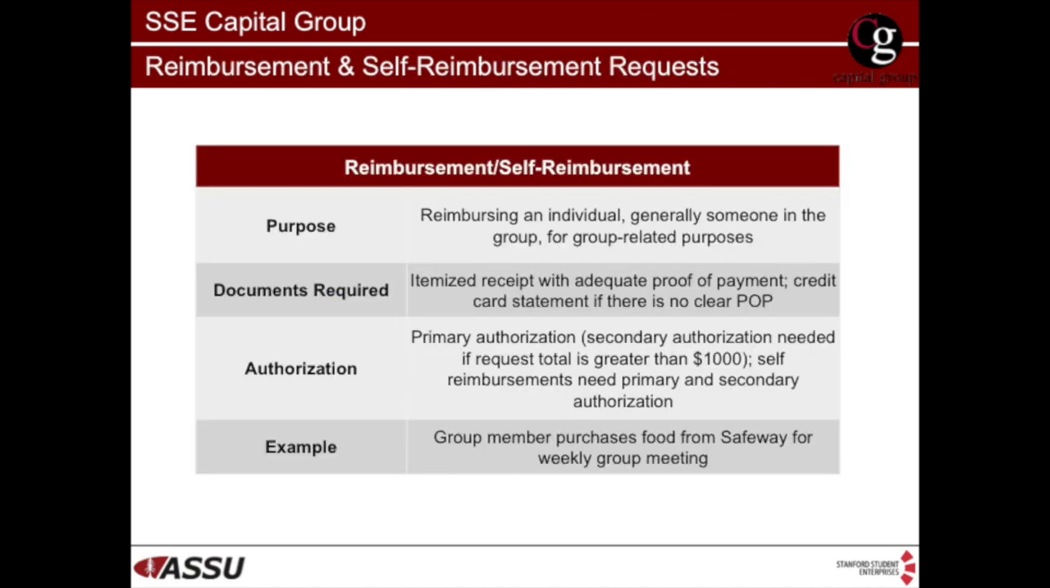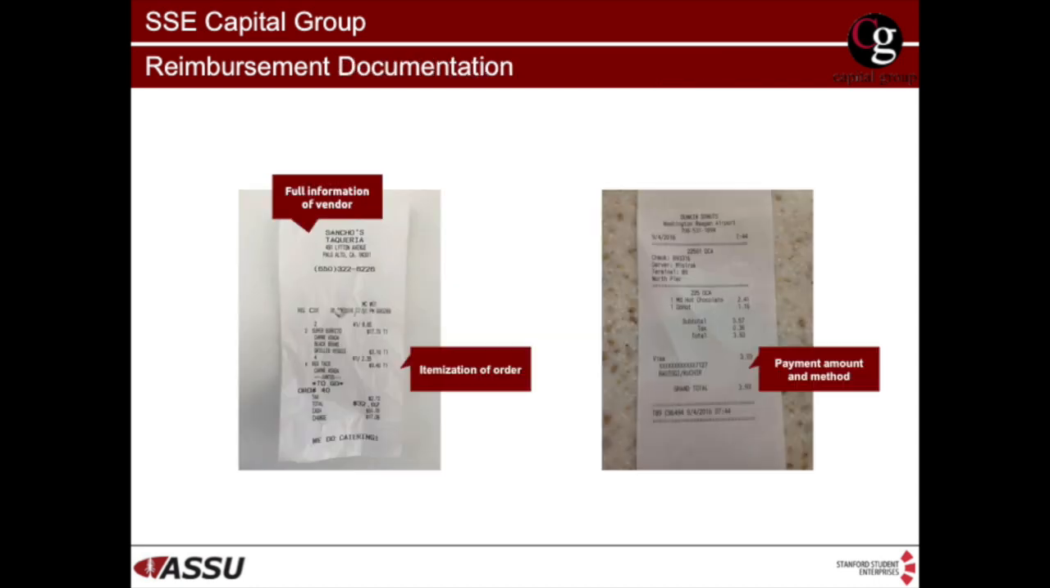There's several types. To start off with the most common one, we have reimbursements and self-reimbursements. They're intended for reimbursing someone that has already spent money. In order for your reimbursements to be approved, you'll need both an itemized receipt and some form of proof of payment showing that you were charged. If it's a self-reimbursement, you'll need secondary authorization from your president.